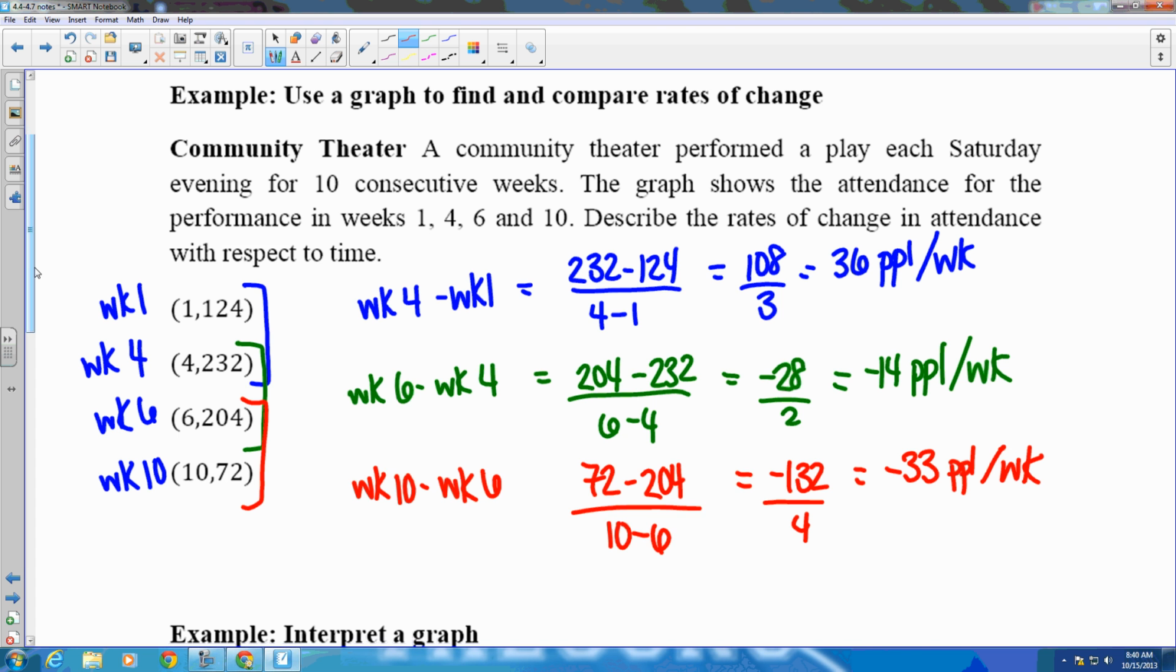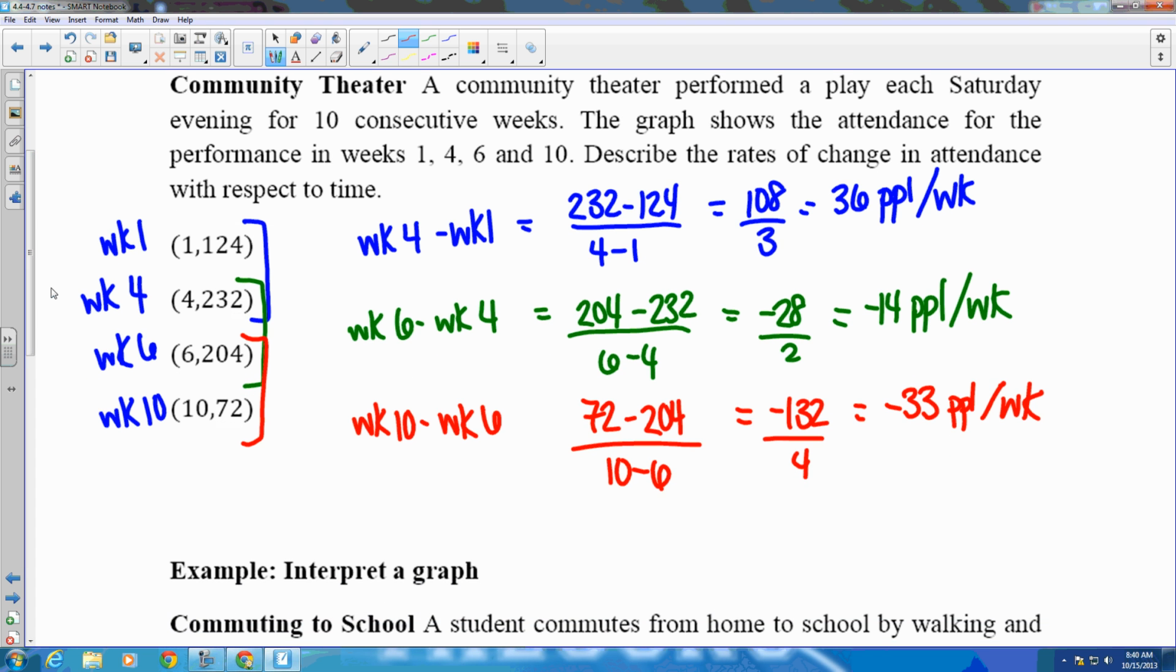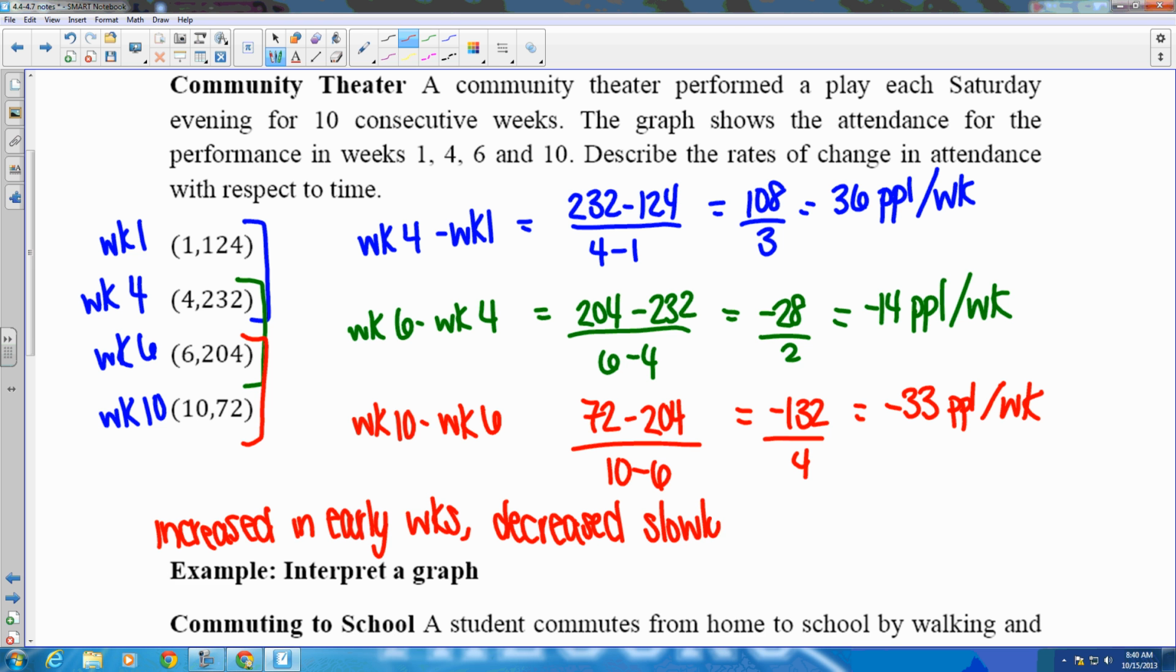Describe the rates of change in attendance with respect to time. So it obviously was increasing in those beginning weeks. It decreased pretty slowly at 14, and then it started decreasing more. Okay, so if you were to describe this and you just said it went up then went down, I don't think I would think that was an adequate answer. You need to be a little bit more specific when you're talking about rates of change.